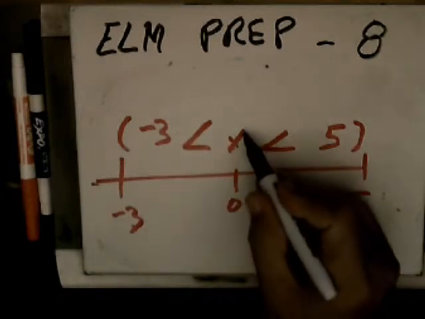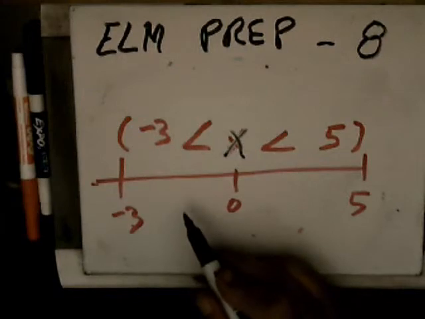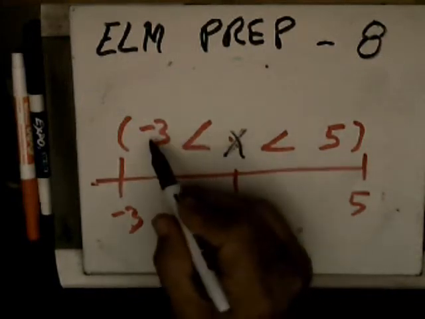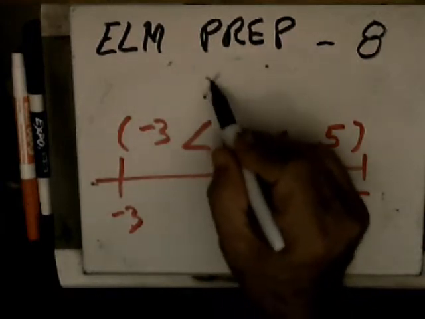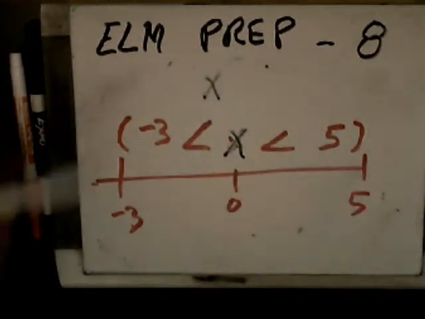Now, notice that these go in the same direction. The arrows point in the same direction. So x lies between these values. It is greater than this value or above this, but below this.